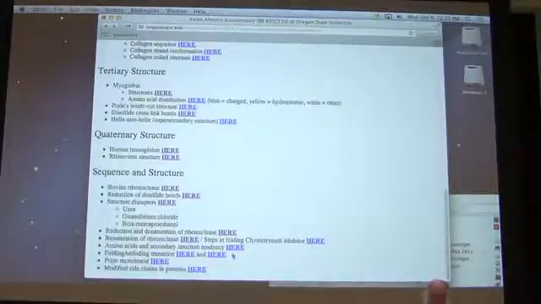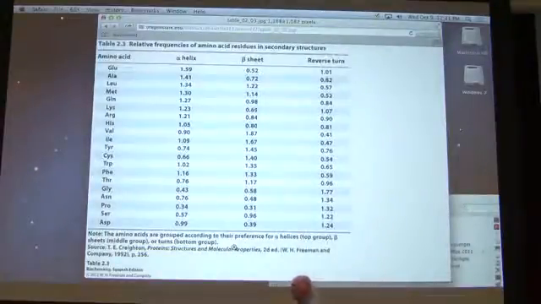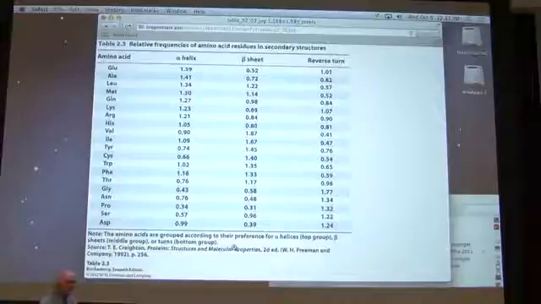Let's, this is another thing I wanted to talk about. So last time I had some people ask me questions about the tendency for a given amino acid to be in a given structure.